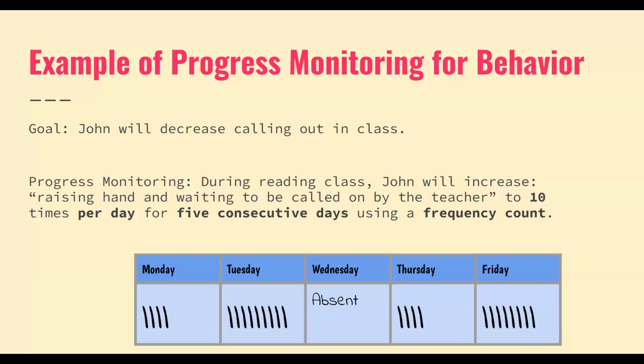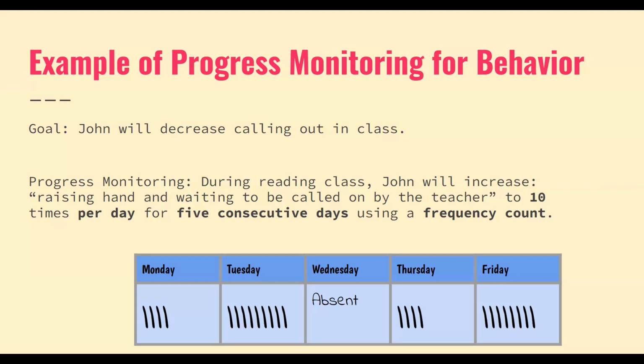Now that we've learned a little bit more about progress monitoring for behavior, let's look at a few examples. In this example, the goal for John is that he will decrease calling out in class. So to progress monitor that goal, the teacher might decide that during reading class, John will increase raising his hand and waiting to be called on by the teacher to 10 times per day for 5 consecutive days using a frequency count.